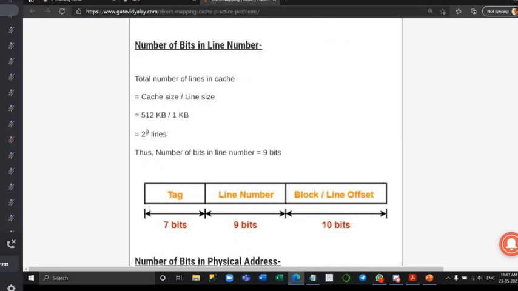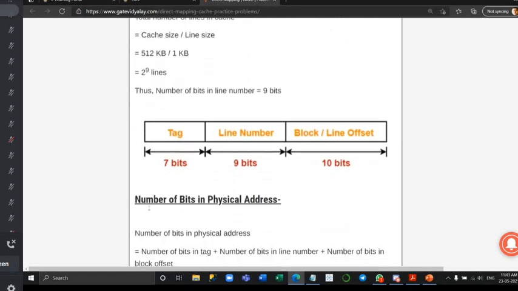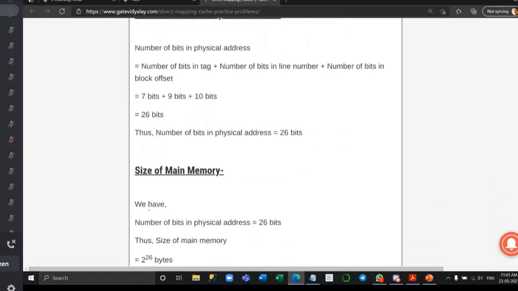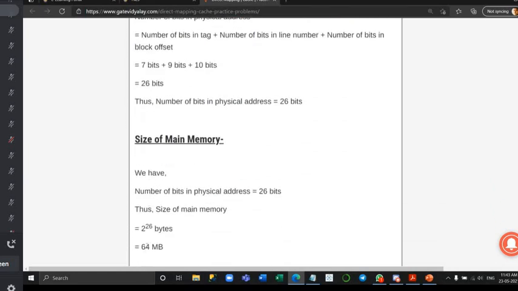The total number of address bits becomes 26, and when we raise it as a power of 2, it becomes 64 megabytes, which is the answer for our main memory. I hope that's clear.